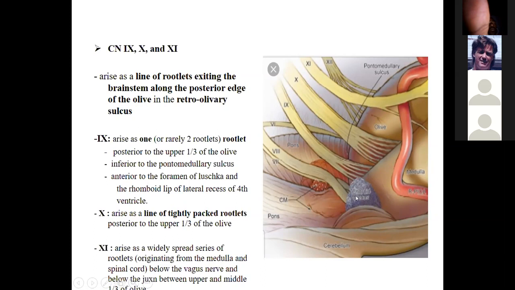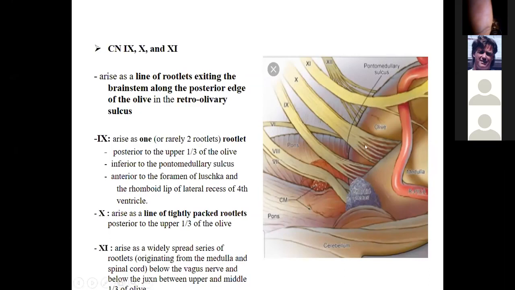It's not well represented here, but as we can see, the choroid plexus that protrudes from the fourth ventricle will be situated posterior to the roots of this glossopharyngeal nerve here, as well as the vagus nerve. So the foramen of Luschka is just behind, and anterior to the foramen of Luschka and the rhomboid lip of the lateral recess of the fourth ventricle.